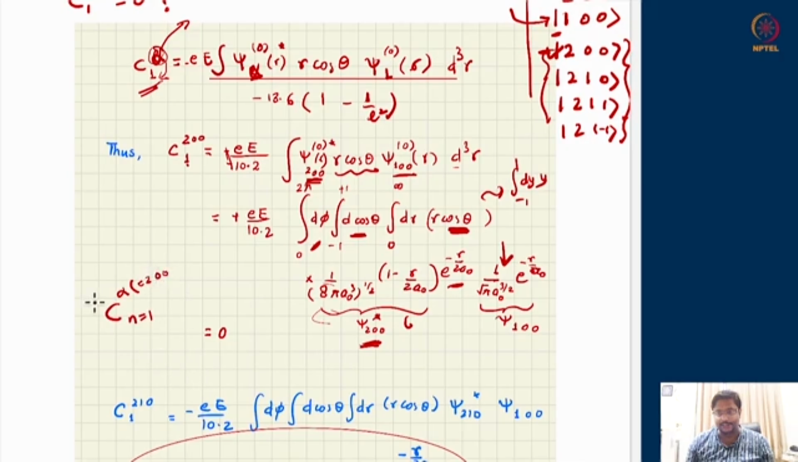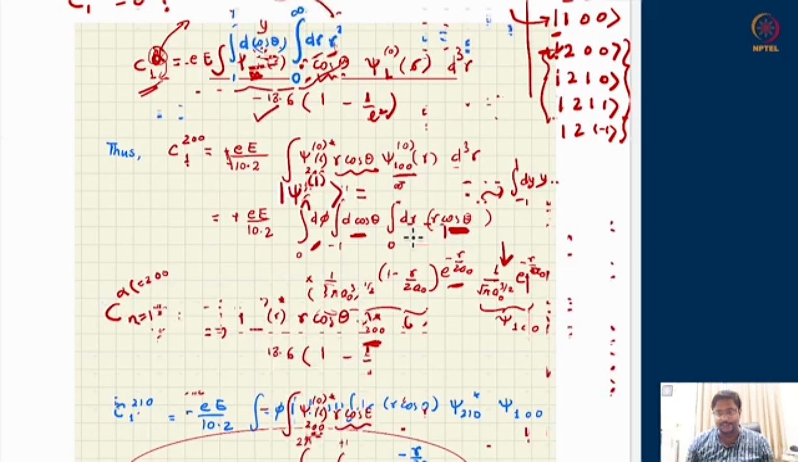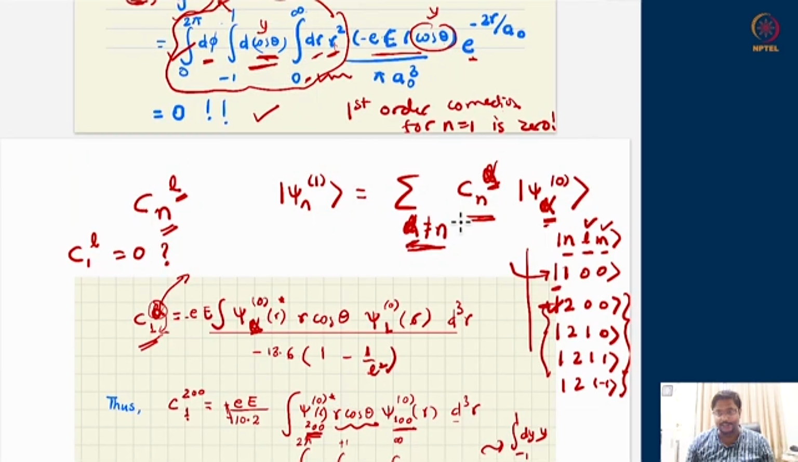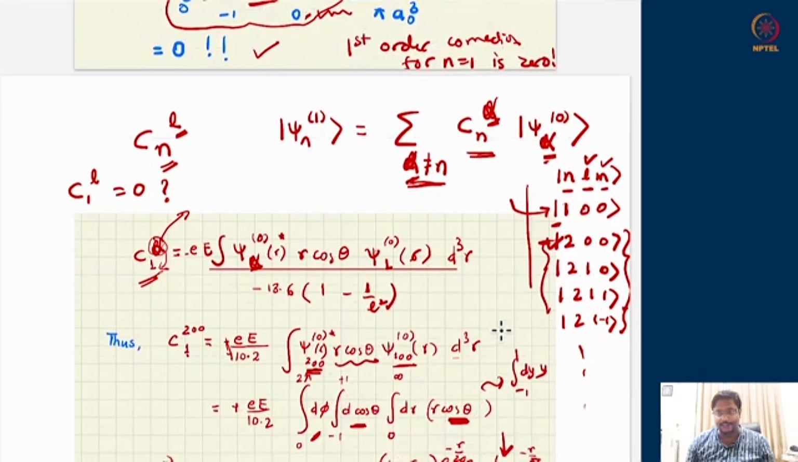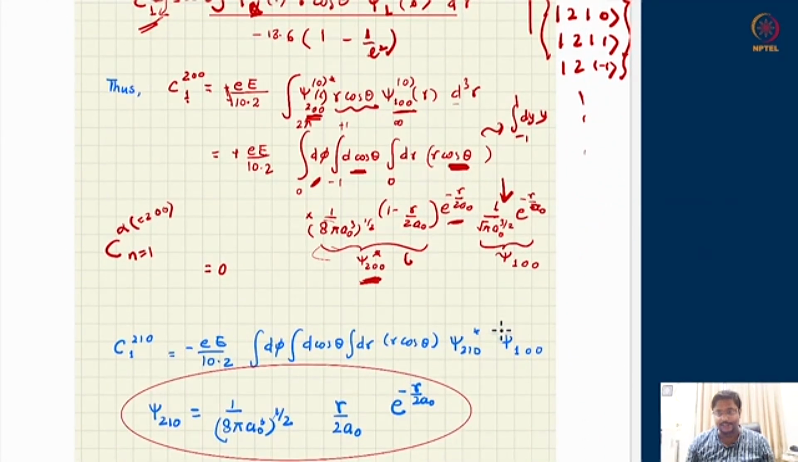That tells me that the first term which comes in this summation over alpha is 0. But still it does not tell me that all other terms are 0. What about C1 210, C1 211, C1 21 minus 1? And further I can go down this ladder and I will have more and more states. If any of them are non-zero, then I know that the ground state wave function has been modified.